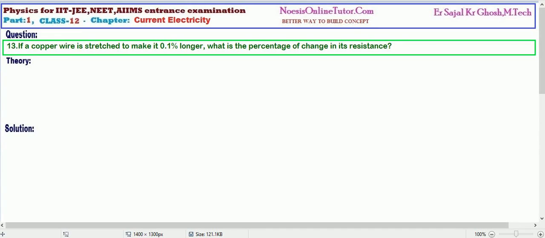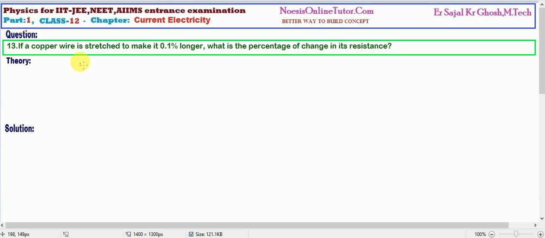Question number 13 from current electricity. Here the question is, if a copper wire is stretched to make it 0.1% longer, what is the percentage change in its resistance?